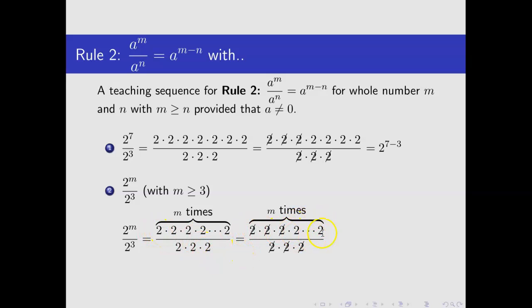And notice, of course, that leaves us still with some 2's in the numerator. Well, how many of them will there be? We started out with m 2's in the numerator, and then we got rid of 3 of them from the denominator. So we're left with 2 to the m minus 3.